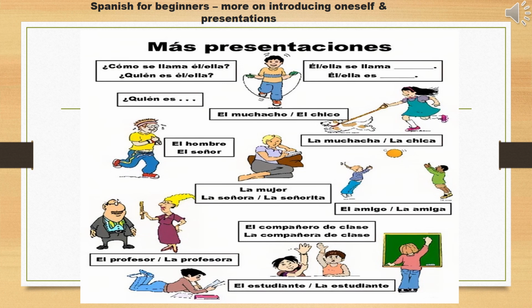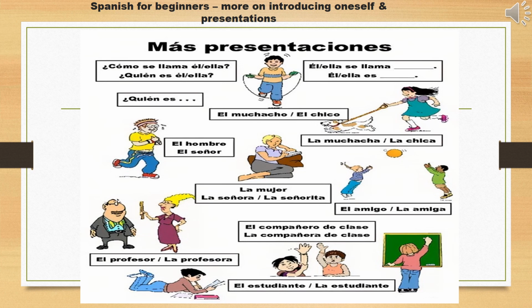So ¿cómo se llama él? is what is his name. The right translation is what is his name. ¿Cómo se llama ella? What is her name? And you can also inquire about somebody. You can use ¿quién es él? ¿Quién es ella?